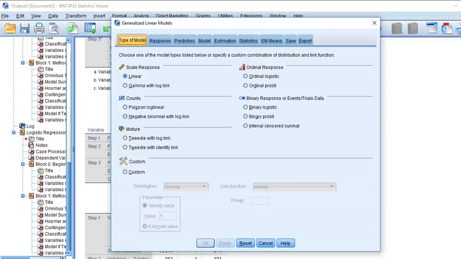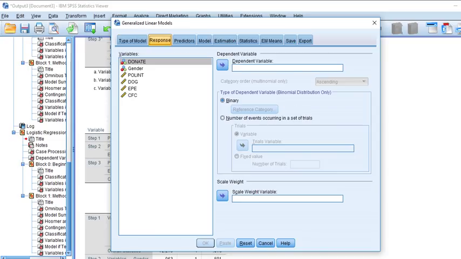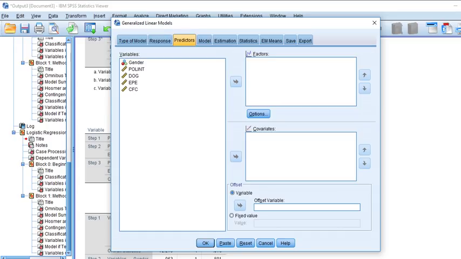And this is a very flexible approach, particularly if you wanted to run a Poisson regression or negative binomial or whatever. And so we're going to select binary logistic right here. Under response, we can move donate over to the dependent box. For predictors, I'm just going to go ahead and add them all.